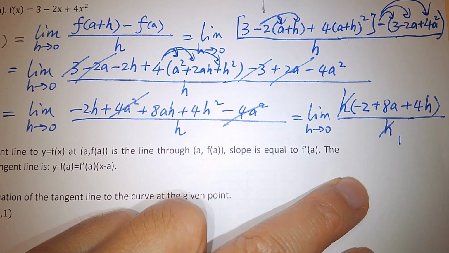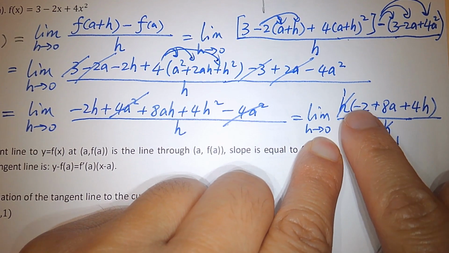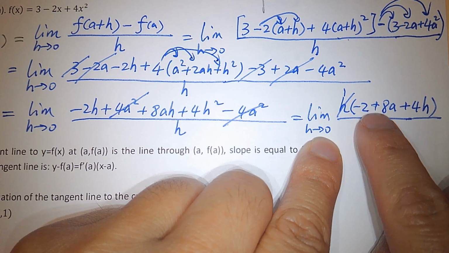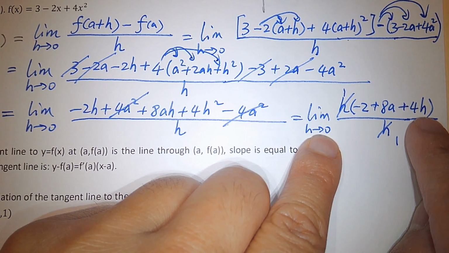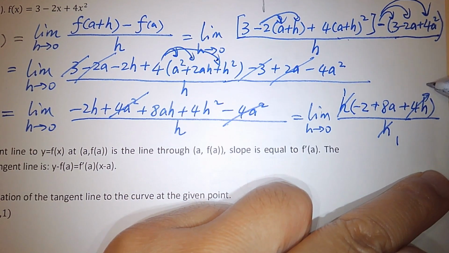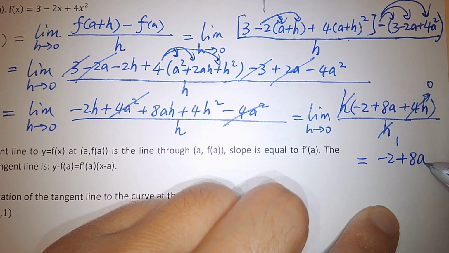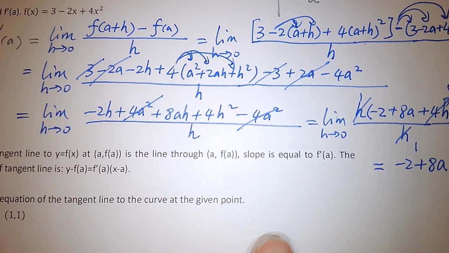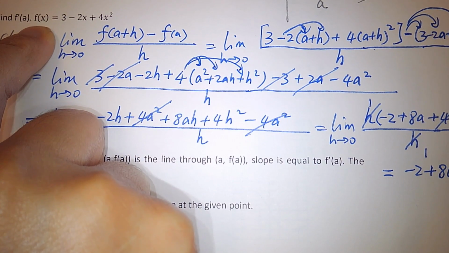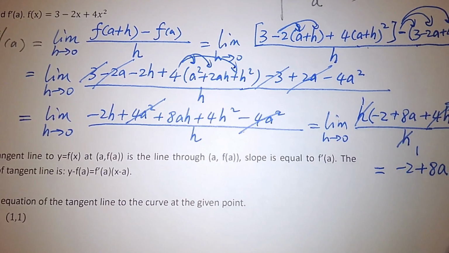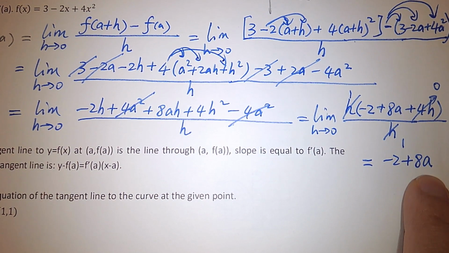So also when h approaches 0, it will not affect negative 2, it will not affect 8a, but it will affect 4h, right? So when h approaches 0, 4h also approaches 0. So the answer is going to be negative 2 plus 8a. That means the derivative of this function f, when x equals a, will equal negative 2 plus 8a.